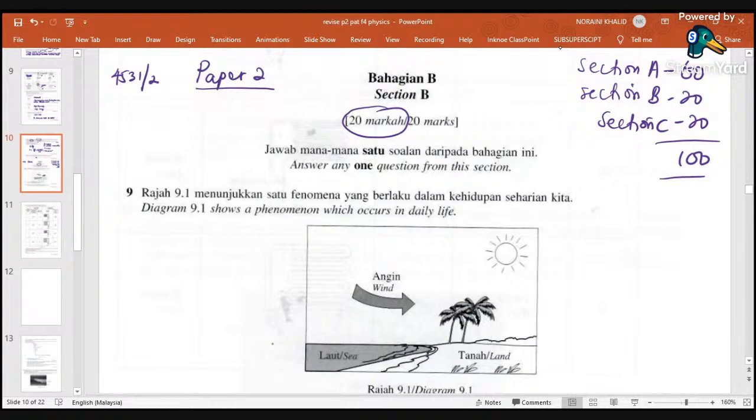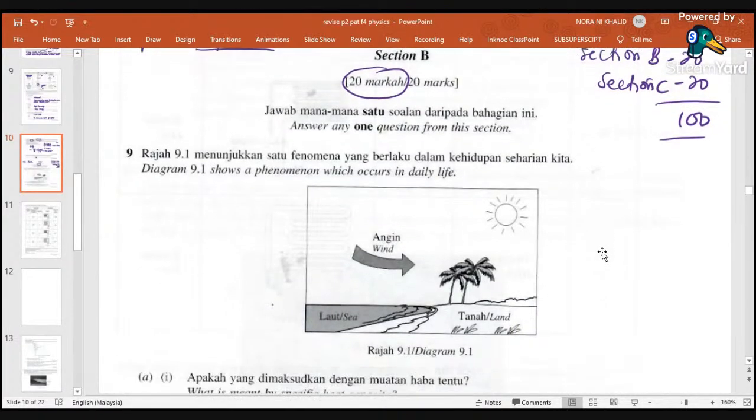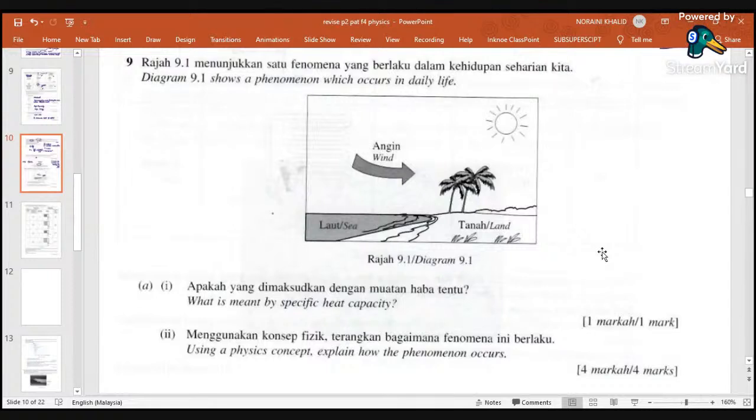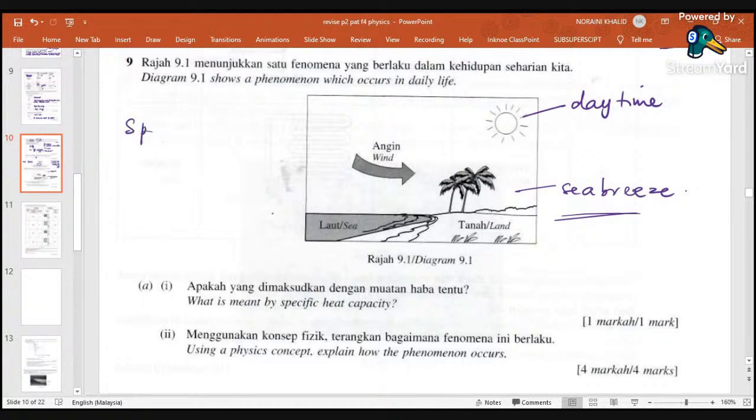Okay, look at question number 9. Diagram 9.1 shows a phenomenon which occurs in daily life. So you can see the wind blows from sea to land. Okay, you can see the sun means daytime. Wind blows from sea to land, we call it sea breeze. If you remember, sea breeze is one of the applications for specific heat capacity, topic heat.